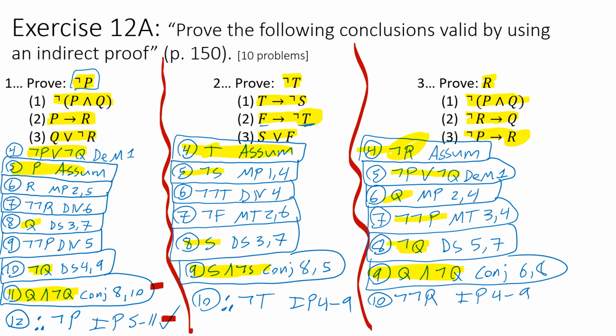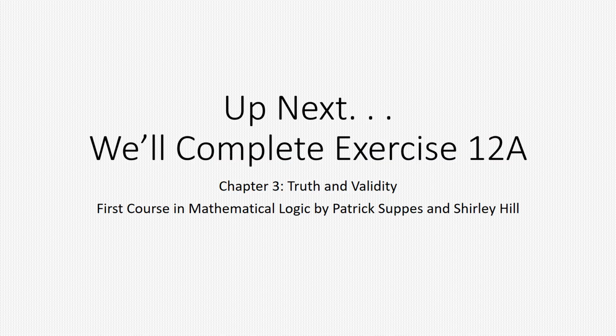But not R is just R. So for 11, we can conclude that therefore R by our double negation of 10, and that concludes that proof. In the next video, we will complete exercise 12a.